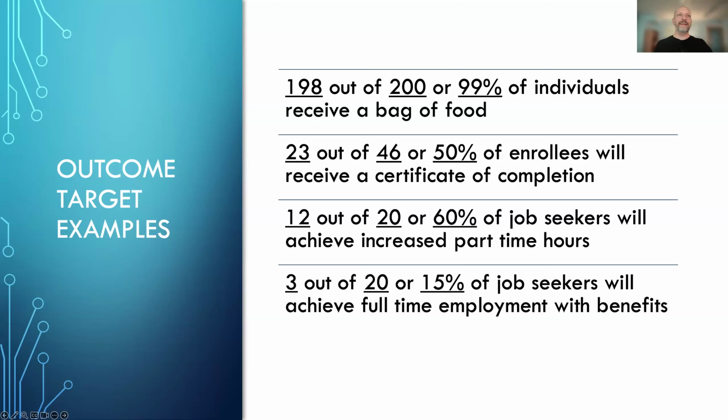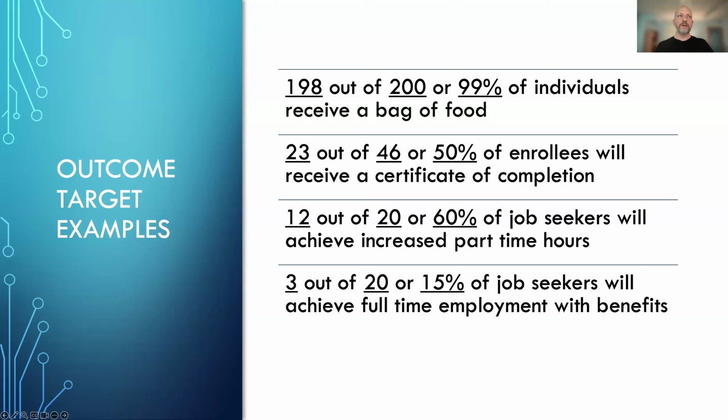Okay, so the first one, 198 out of 200 or 99% of individuals receive a bag of food. Okay, so we're suggesting here that we've got 200 people signed up for a bag of food, that we expect that 198 are going to walk away with one, and that in times past, for whatever reason, two folks didn't, right? I don't know, but that's our estimate. That's our target. We're sticking to it.